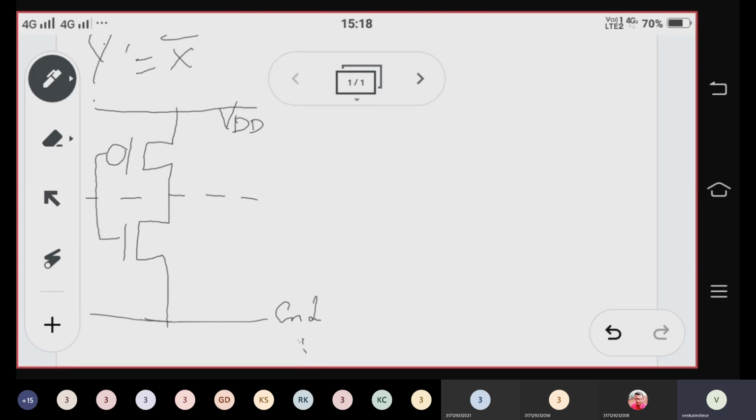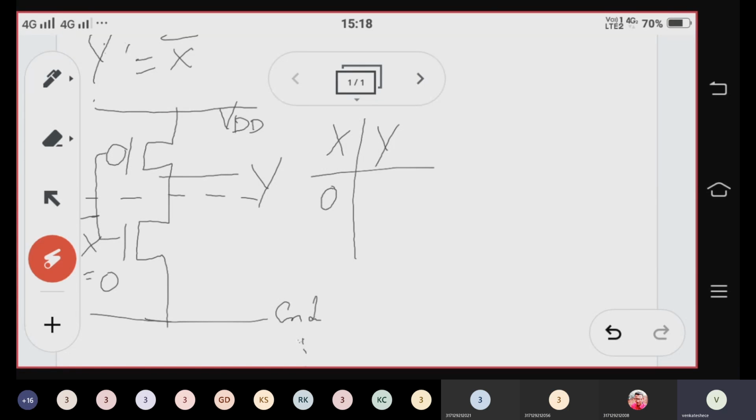So always we will take the output in between the pull-up and pull-down network. So here I am taking Y. Here I am giving the input X. Now let us think. Initially I am giving x equal to 0, and whenever I am giving the input x equal to 0, this 0 is given to the PMOS transistor as well as this 0 is given to the NMOS transistor.